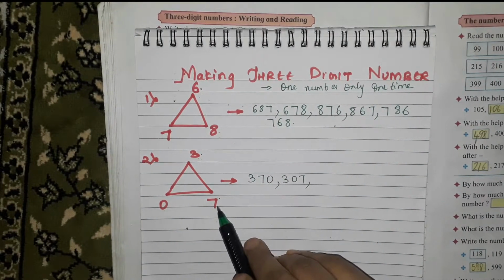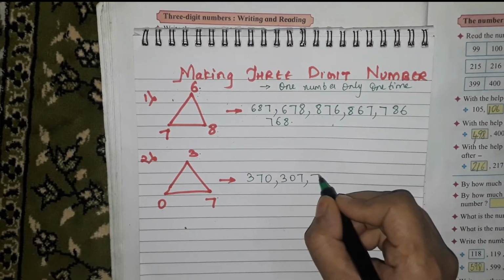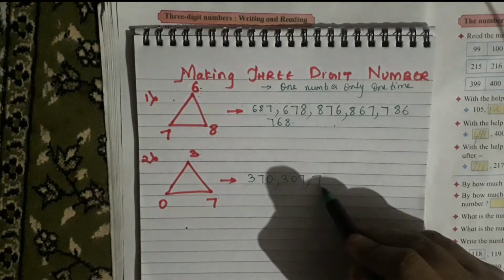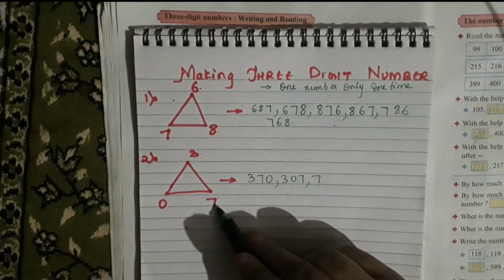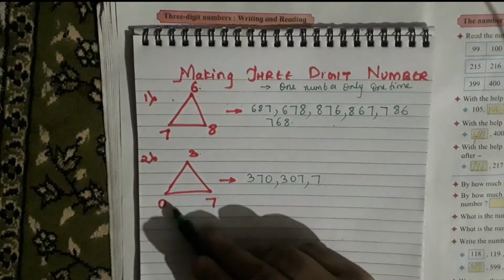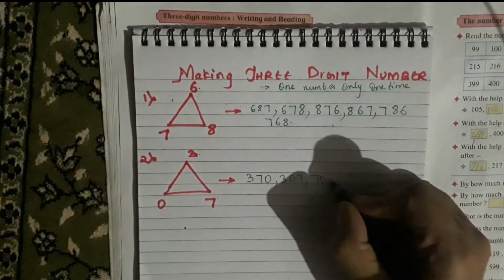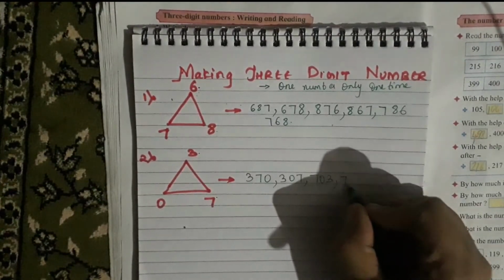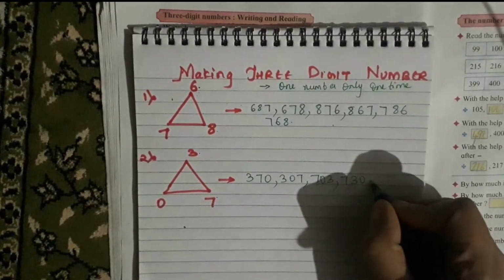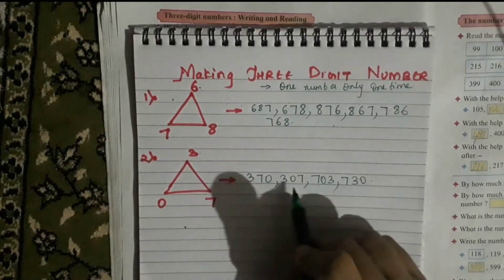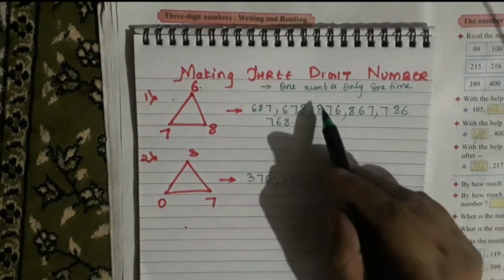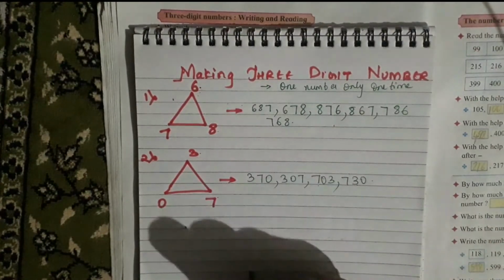Okay, now we will take 7 as the first number. 7, 0, 3 and 7, 3, 0. How many numbers are framed till here? 1, 2, 3, 4. 2 numbers are remaining. We have to make 6 numbers, right?